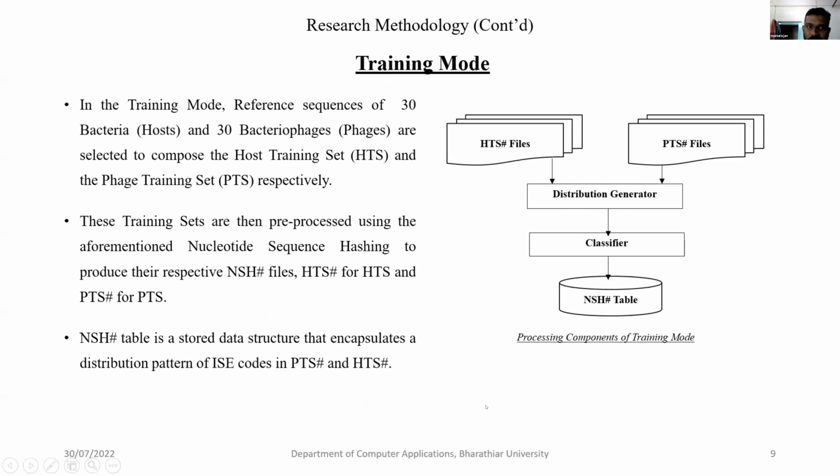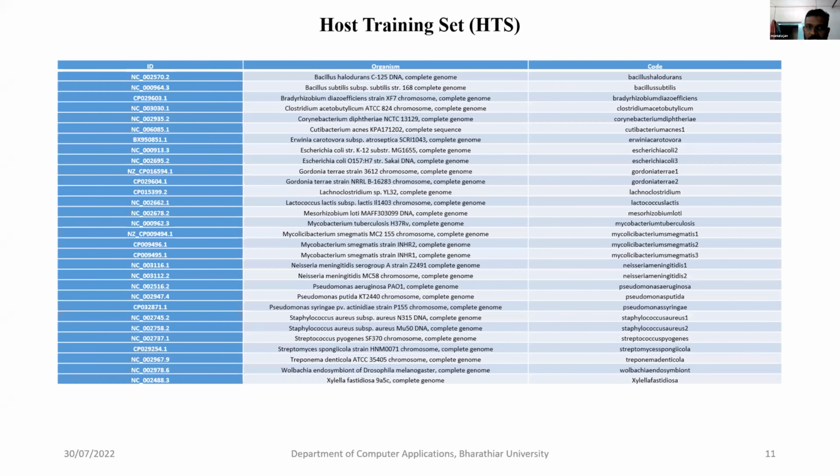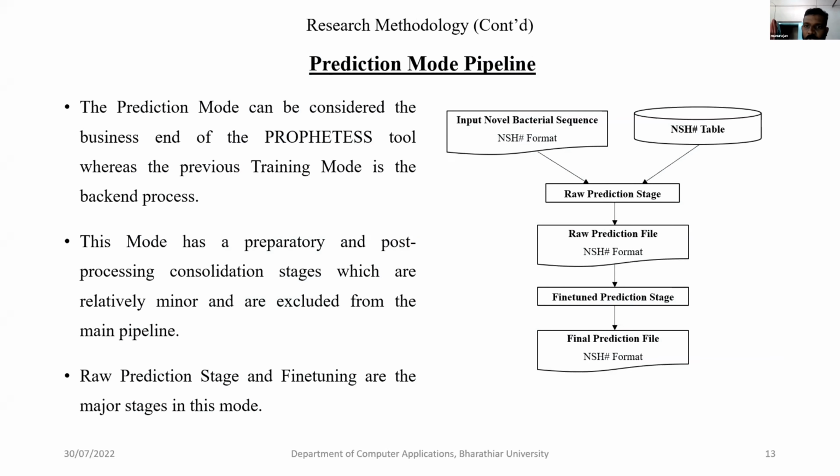This is the training mode. The input is 30 bacteria hosts and 30 bacteriophages. Here are the HTS files, PTS files, distribution generator, classifier, and NSH hash table. Here is a figure of the classifier NSH hash table builder. It contains hash code, phage class, host class, common class, and then uncommon class. And this is a host set. This is a phage set of genomes.